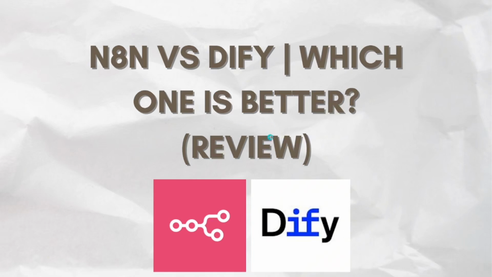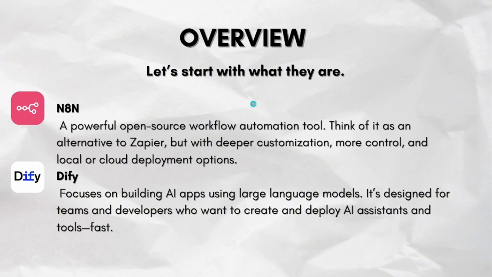In this video, we're going to be comparing N8N and Dify to see which one is better. So let's start with a quick overview. N8N is a powerful open source workflow automation tool. You can think of it as an alternative to Zapier, but with deeper customization, more control, and local or cloud deployment options. While Dify, on the other hand, focuses on building AI applications using large language models. It's designed for teams and developers who want to create and deploy AI assistants and tools faster.